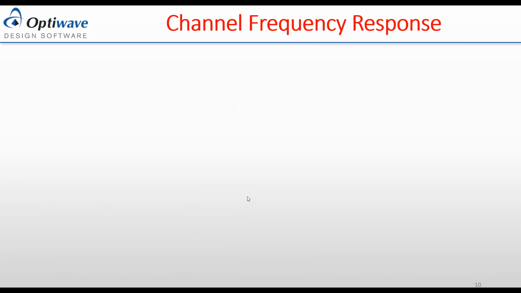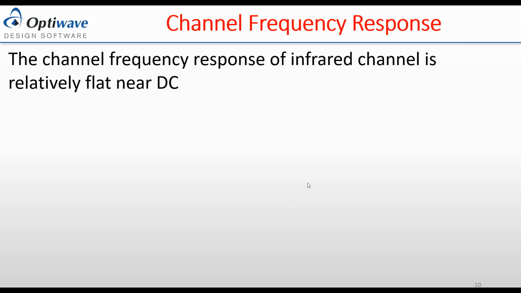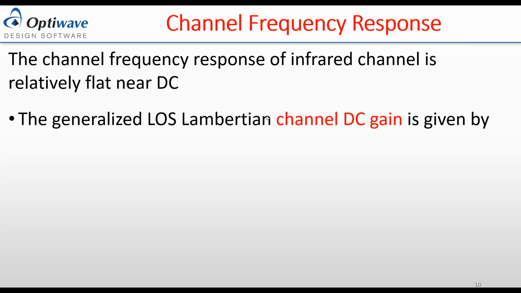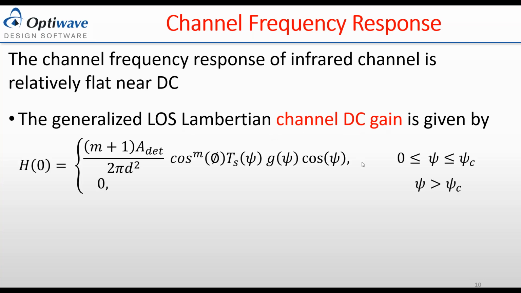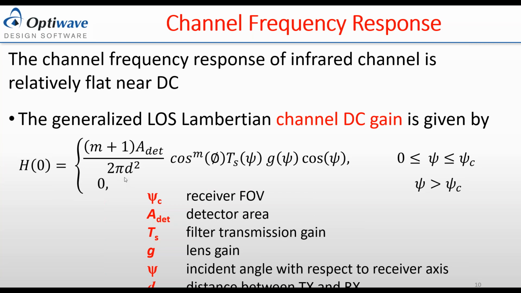The channel frequency response: typically in visible light communication channels, the frequency response is almost flat near DC. That's why the characterization of the Lambertian line of sight channels is given by the DC gain, using this formula here, which has terms related to the filter, to the lens, and to the Lambertian order, as well as the detector area. Again, D is the distance between the transmitter and the receiver.